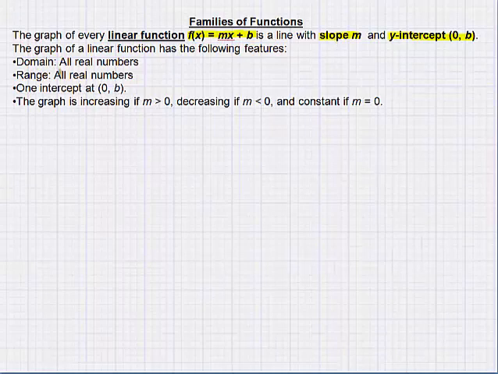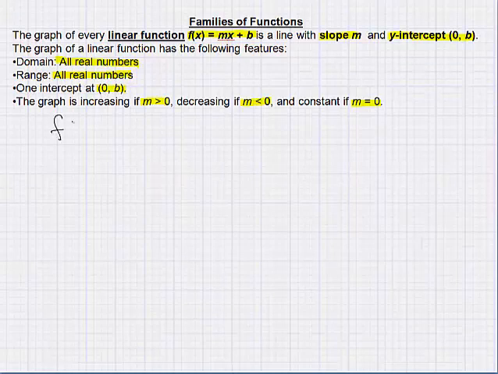One thing that happens with these functions is that the domain for every linear function is all real numbers. The range is all real numbers. Typically it has a y-intercept of (0, b). And the graph is either increasing, decreasing, or constant depending on the slope. The slope being positive makes it increasing. A slope that's negative, it's decreasing, and a slope that's 0 would make it constant. You should be able to recognize linear functions.